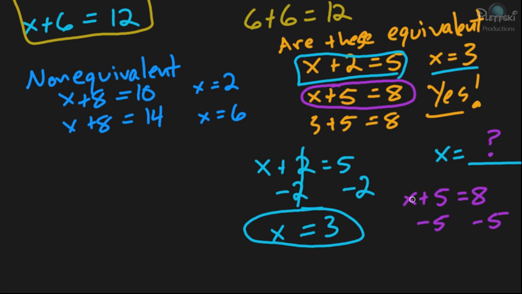So on the left side, we have x plus 5 minus 5. The 5's cancel out, and you're left with an x. And on the right side, you have 8 minus 5, which is going to give you 3. So we're getting the same answer for x, which, like we already knew, since these equations were equivalent, but this is just another way to solve that, is to get x by itself, to solve for x.